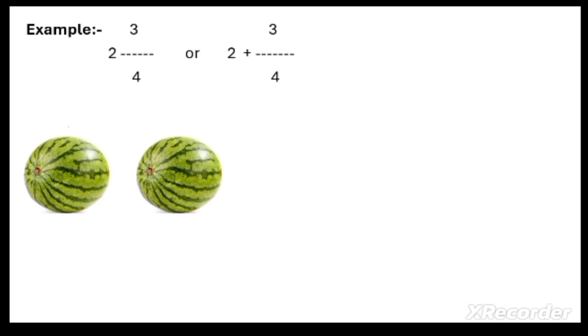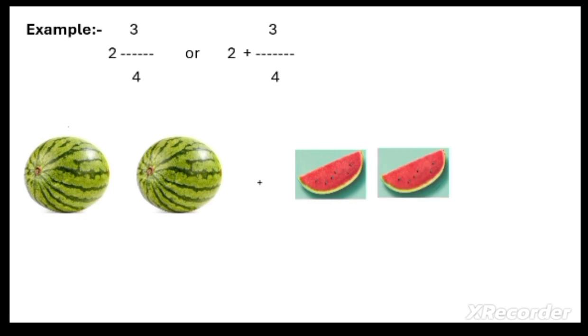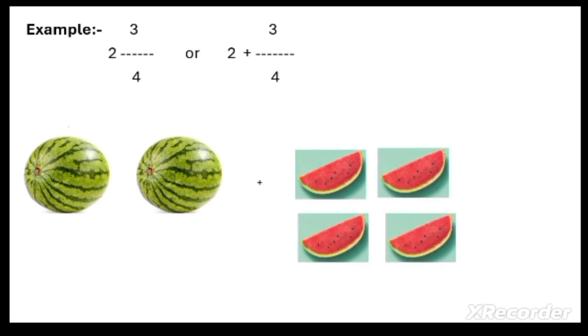Fine. Now what comes after 2? Obviously 3 will come after 2. So there was a third watermelon. I divided that watermelon into 4 equal parts. Okay, as you can see over here that we have 4 in the denominator. Okay, I have 2 whole, means 2 whole watermelons, 2 complete watermelons, and what will come after 2? 3. Then there is a third watermelon.